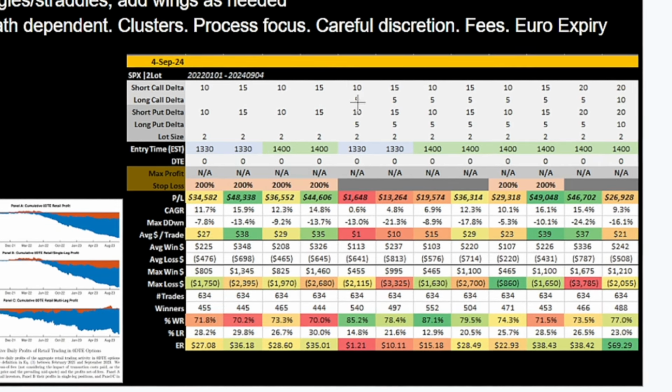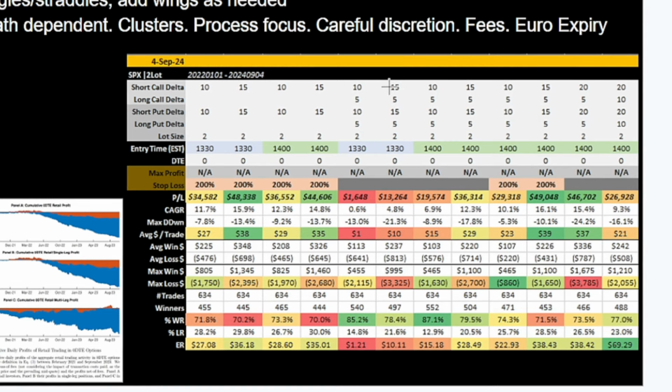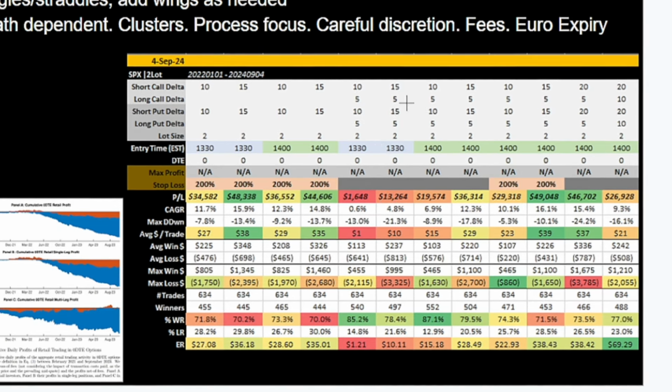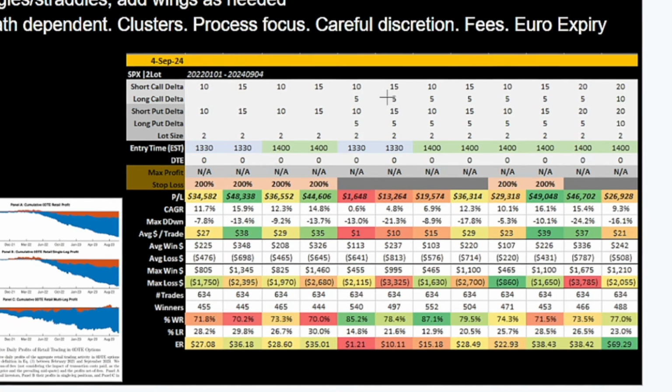Then I take a look at adding wings. So I have a 10, 15 strangle, but I'm buying the 5 delta wings for both. I do that at 1330 and then 1400. You could see at 1330, it does not do well. You can see one important difference here though. Take a look at the width of the spread, 5 points versus 10 points.